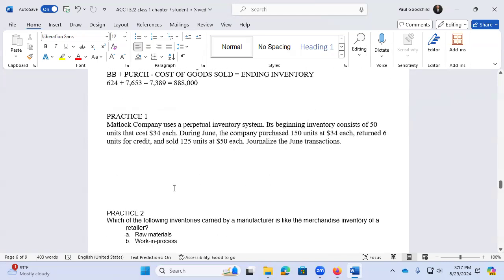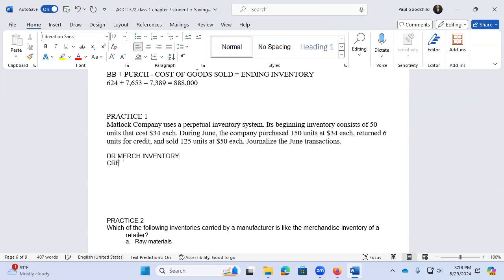Okay, now this is for you to practice. So we didn't even talk about journal entries. Well, we did a little bit, but let's go ahead and walk through this first. So our first entry is going to be a debit to merchandise inventory. It's cash. And you guys calculate that amount. And then the second one will be cash.